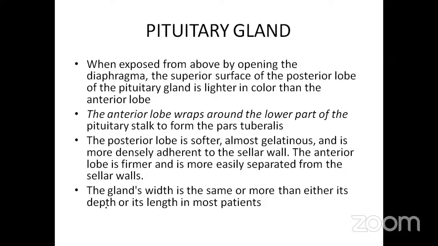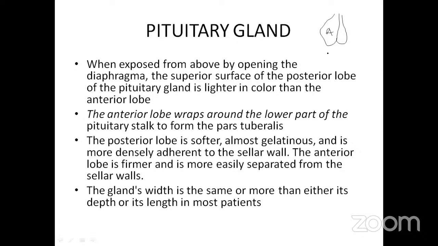Now we will look at the contents of the sella, starting from the main content, that is the pituitary gland, which, as we know previously, lies in the sella turcica or hypophyseal fossa. When exposed from above by opening the diaphragma, the superior surface of the posterior lobe of the pituitary gland is lighter in color than the anterior lobe. We know the pituitary gland normally consists of two lobes, an anterior lobe and a posterior lobe. So how are we going to microscopically differentiate between them? The posterior lobe is a little bit lighter in color than the anterior lobe.